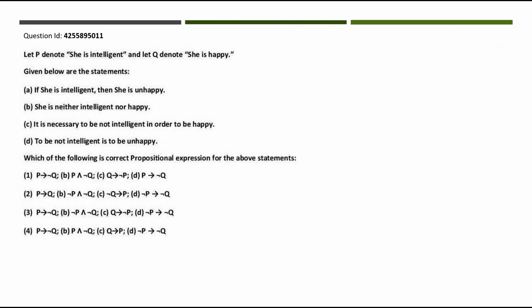Next question. Let P denote she is intelligent and let Q denote she is happy. Given below are the statements. They have given 4 statements. They are asking which one of the following is the correct propositional expression for the above statements. So we have to find the propositional expression of all the 4 statements and then check which of the options has the right one.